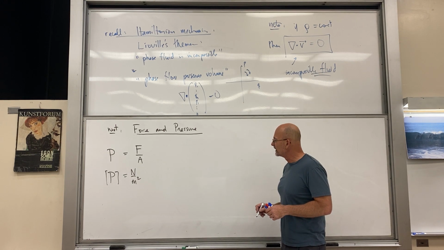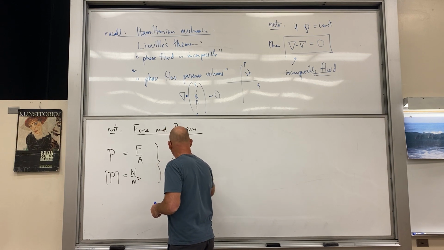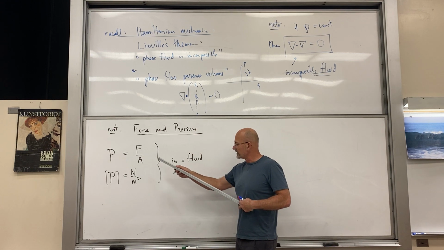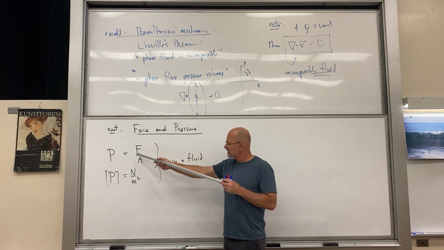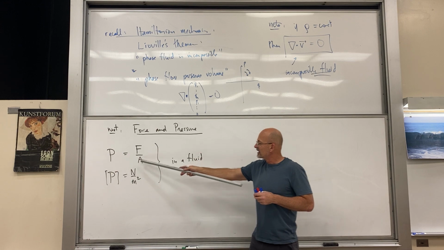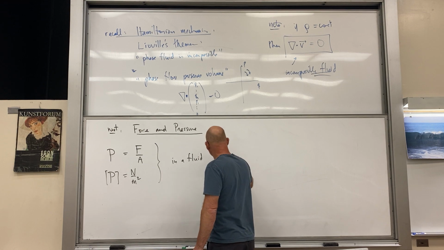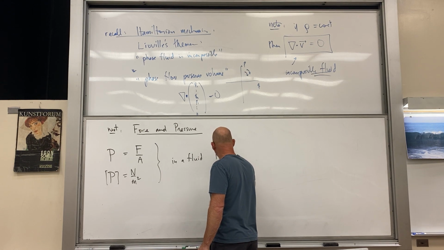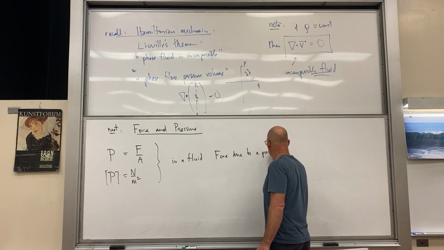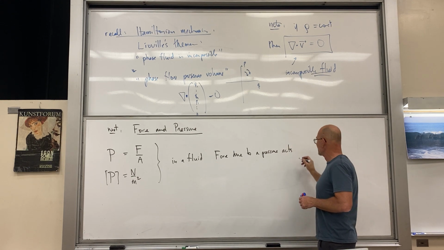And in a fluid, we have to know something else, because this is just magnitudes and dimensions, but of course the force is a vector. The pressure is not a vector, okay? So what we say in a fluid is that the force due to a pressure acts in the direction of a surface normal, okay?